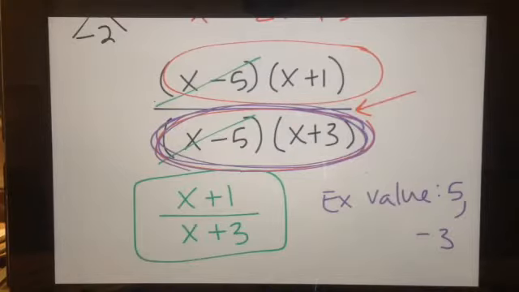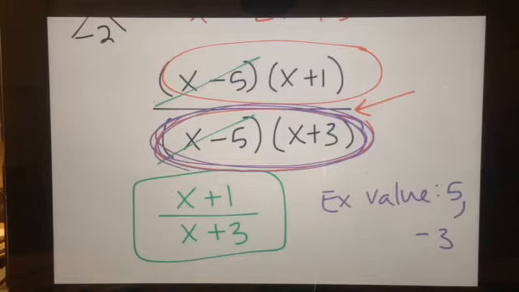Now you'll notice every time I looked for excluded values, I didn't look at my final answer. I looked at the problem the very first time that I factored it. I looked at it before I canceled out numbers. So make sure that you do that, because if you looked at the final answer on this one, you could see that an excluded value is negative 3, but you would have missed the 5. So just make sure that you look at your excluded values before you finish the problem. Or at least look at the original problem as opposed to your final answer.